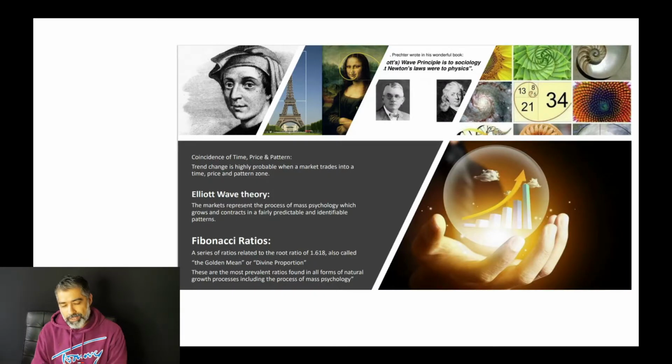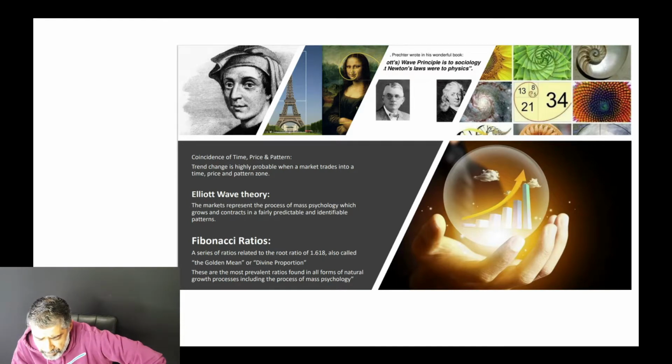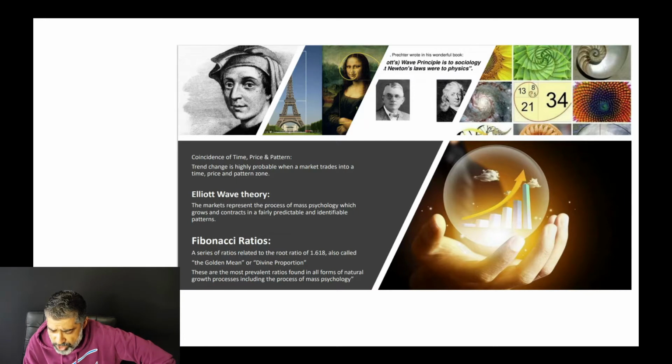Most people don't understand that Elliott wave theory and Fibonacci theory really show us the mass psychology of the markets, and that can help us determine what's likely to happen next. I want to read you this: coincidence of time, price, and pattern. Trend change is highly probable when a market trades into a time, price, and pattern zone.